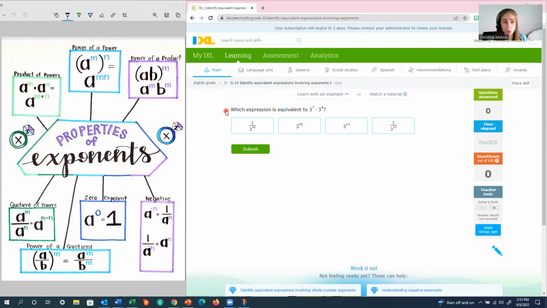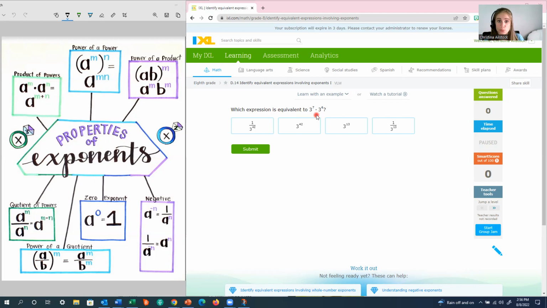The first thing I look for is what is the operation? So remember, operation means addition, subtraction, multiplication, division, that is occurring between our two powers. So our first power is 3 to the 7th, and then our second power is 3 to the 6th. Well, I can see that dot right there, meaning they're being multiplied.